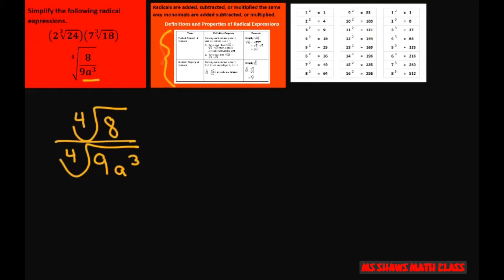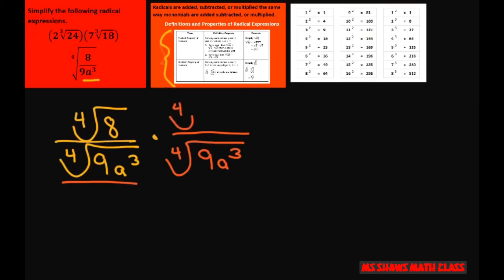Now on the second one, we're going to have to rationalize the denominator. When you're doing exponents, you cannot have a radical in the denominator. So the first thing I'm going to do is just break this up: 4th root of 8 divided by 4th root of 9a cubed. And to get rid of the radical in the denominator, you multiply it by whatever this is. So that's going to be 4th root of 9a cubed. And whatever you multiply in the denominator, you also have to multiply in the numerator.